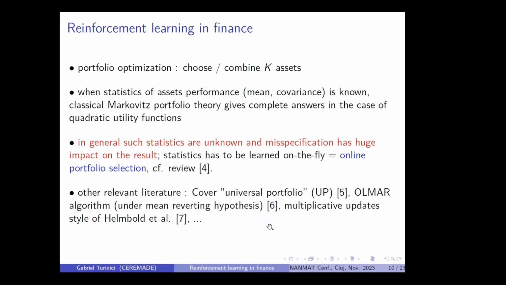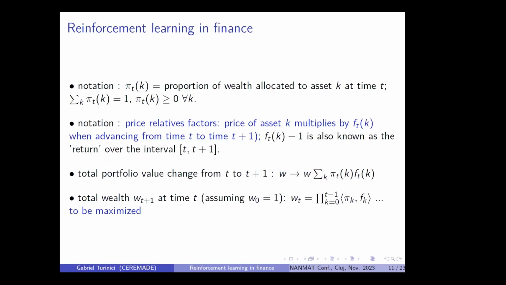Besides reinforcement learning, there are other approaches. For instance, the Cover Universal Portfolio. Olmar is very related to reinforcement learning and so on. Notation here: pi_t. I will work with a portfolio that cannot short sell assets. So the proportional wealth allocated to asset k at time t is positive. So it's pi_t of k, a proportion, and they sum up to 1.